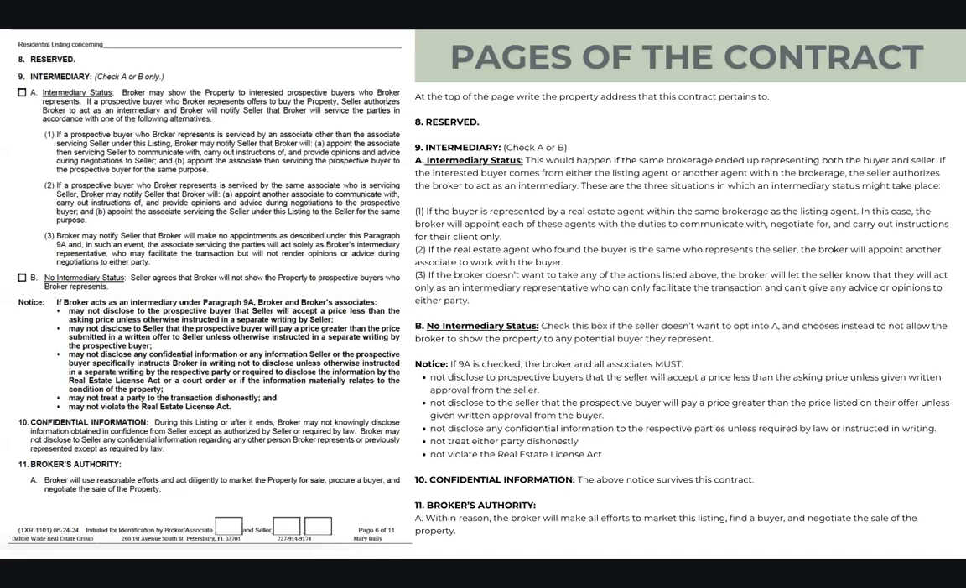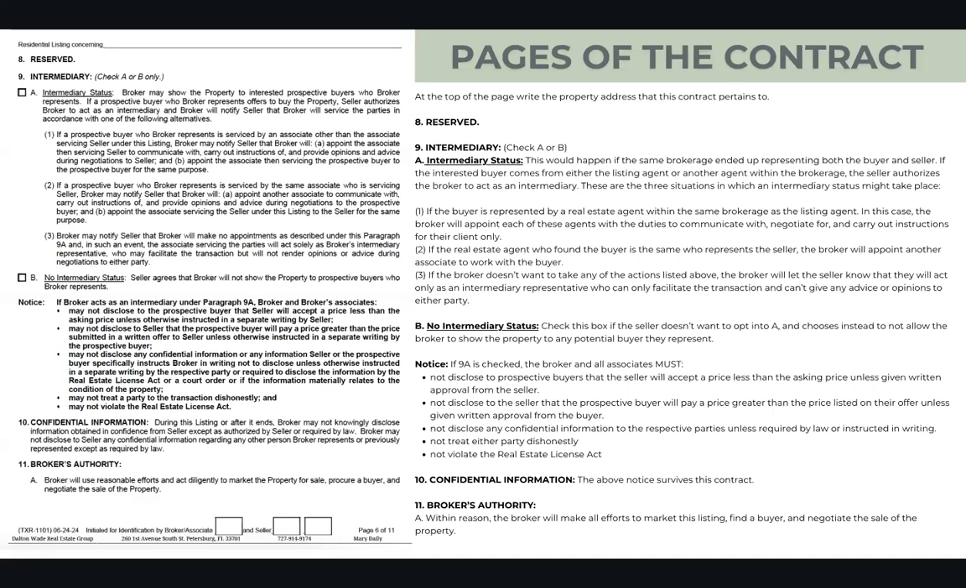If 9A is checked, the broker and all associates must not disclose to prospective buyers that the seller will accept a price less than the asking price unless given written approval from the seller. They will not disclose to the seller that the prospective buyer will pay a price greater than the price listed on their offer unless given written approval.